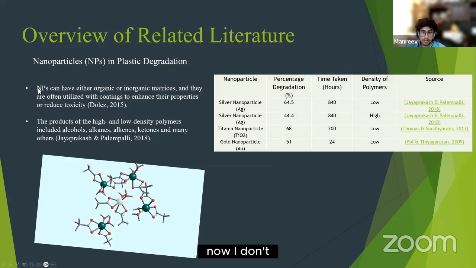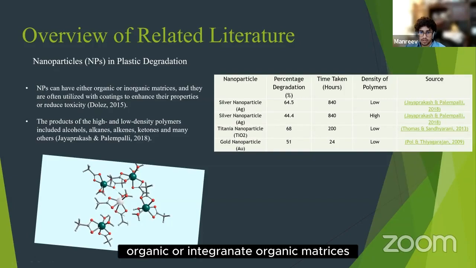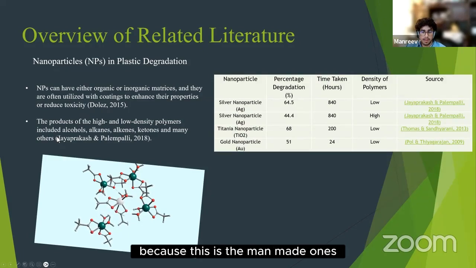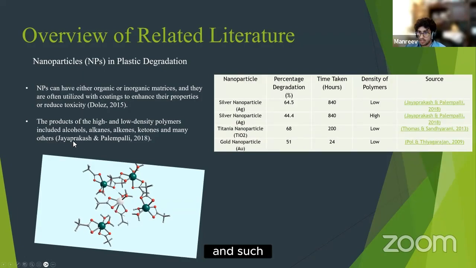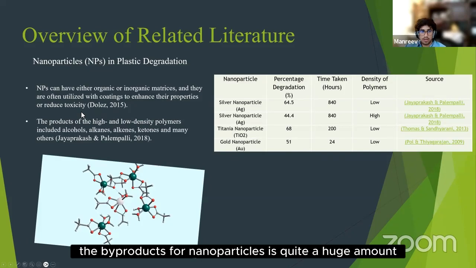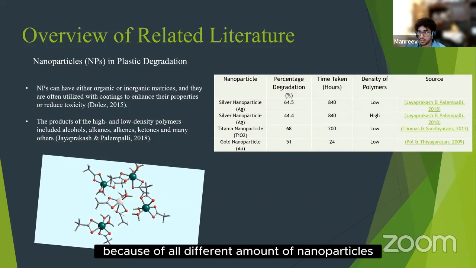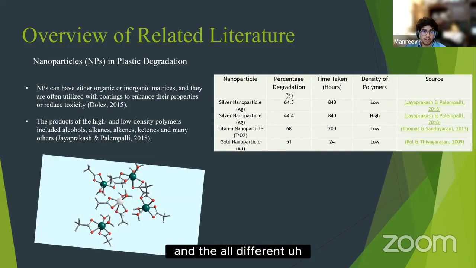So nanoparticles have organic or inorganic matrices. We're going to be looking at the inorganic ones because these are the man-made ones. And such. Oh, the byproducts for nanoparticles are quite a huge amount. I can't really list them all because of all the different amounts of nanoparticles and all the different byproducts that are made from those different nanoparticles.